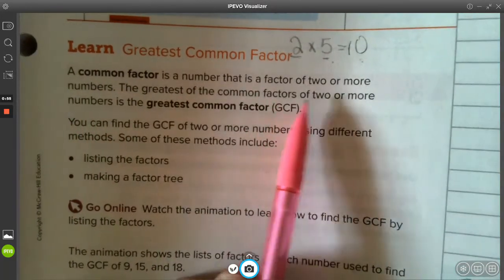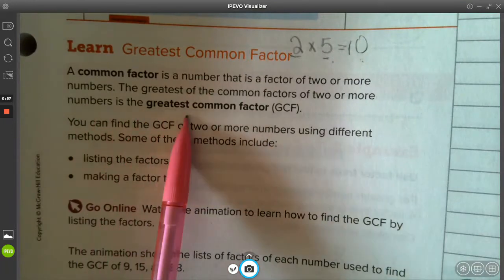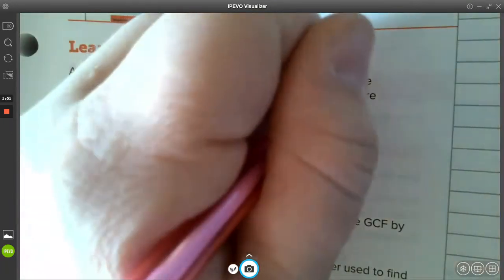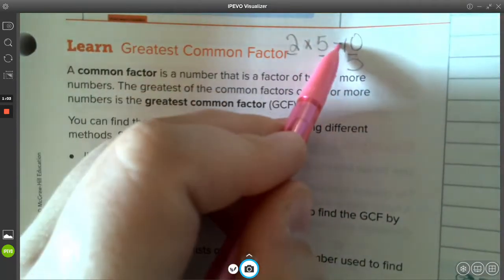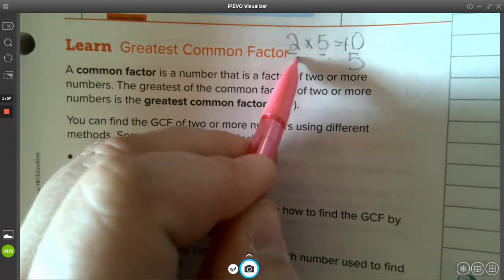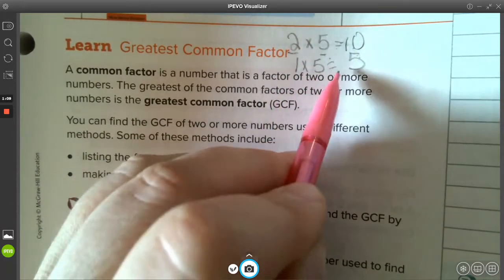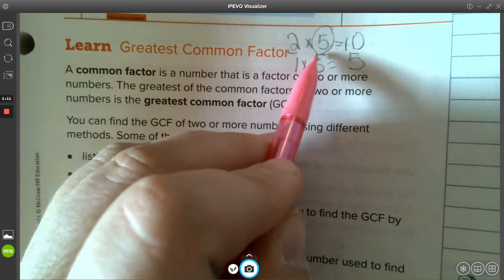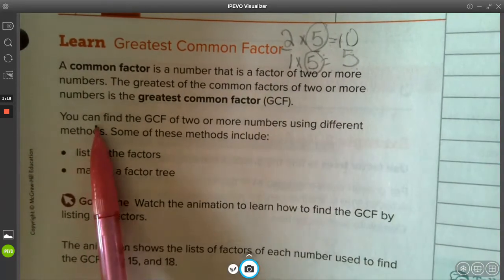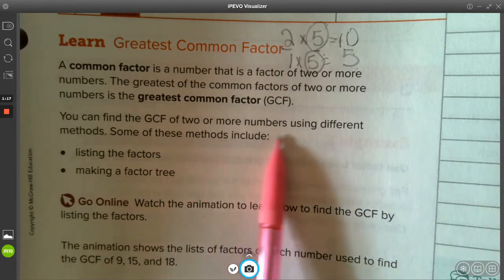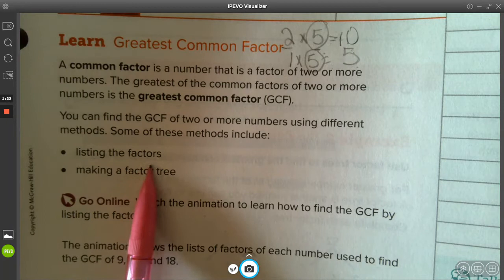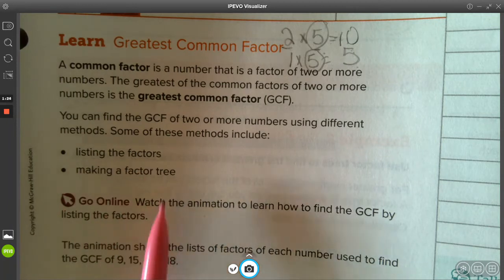The greatest of the common factors of two or more numbers is called the greatest common factor. Say I wanted to find the greatest common factor of 10 and 5. Well, 2 times 5 is 10, and I know I can do 1 times 5 to get 5. So the greatest common factor here would be 5. You can find the GCF of two or more numbers using different methods. Some of these methods include listing the factors or making a factor tree.